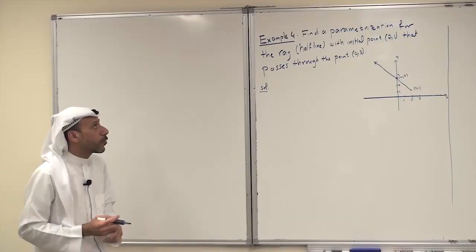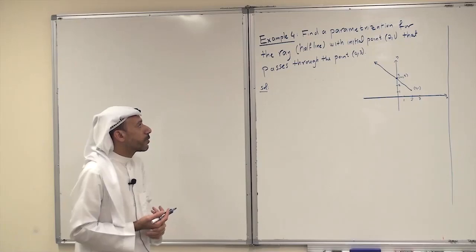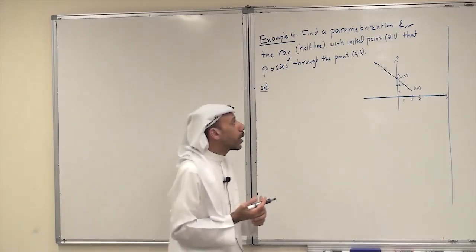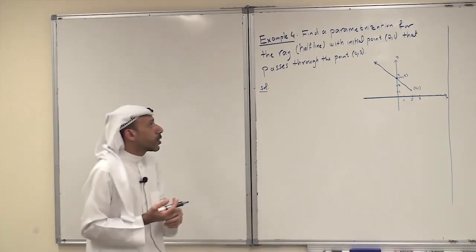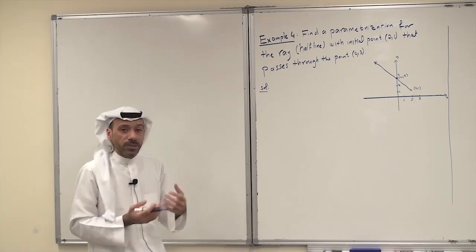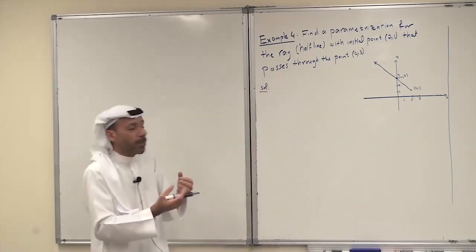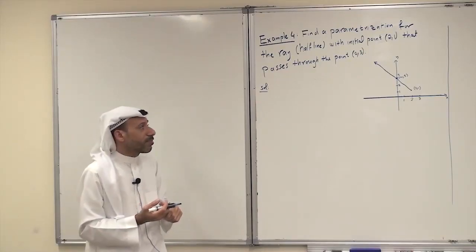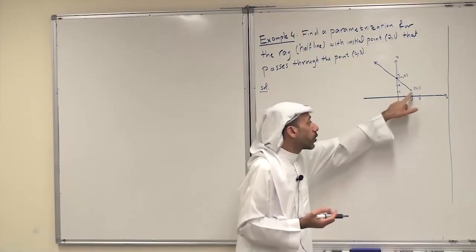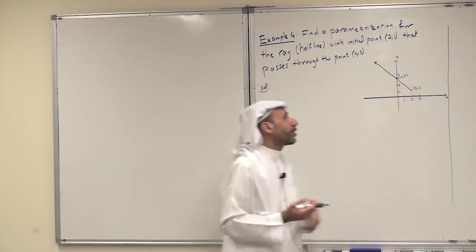We consider example 4, which is the following. Find a parameterization for the ray, which is half a line, with initial point 2, 1, that passes through the point 0, 3. A parameterization meaning describing the ray or the half line by parametric equations. This is the graph of the line, so this is half a line with initial point 2, 1, and it passes through the point 0, 3.